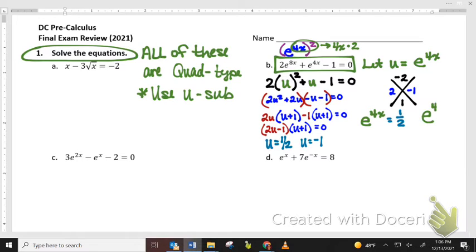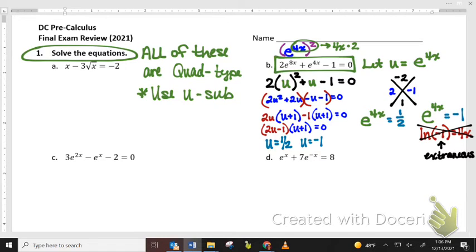and e to the 4x equals -1. Is either of those problematic? Second one, why? Because when we put this into logarithmic form, I have the natural log of -1 equals 4x, and the argument can't be negative. So this one right here is extraneous.